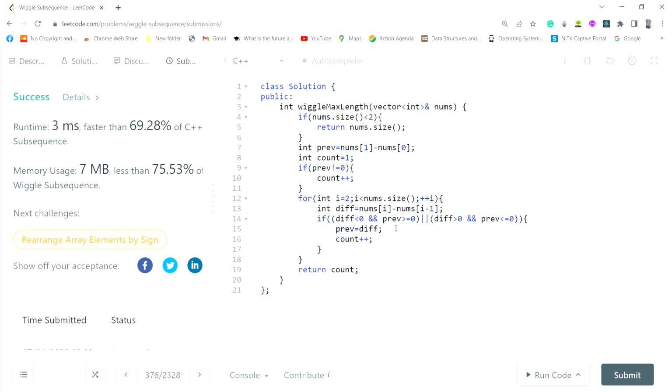So let's talk about the time complexity. We are running it from i equals 2 to size, so it's big O of n time complexity. For the auxiliary space, we are using constant space because we are using three variables: previous, count, and the difference. So the auxiliary space will become 1, and the time complexity is theta n.